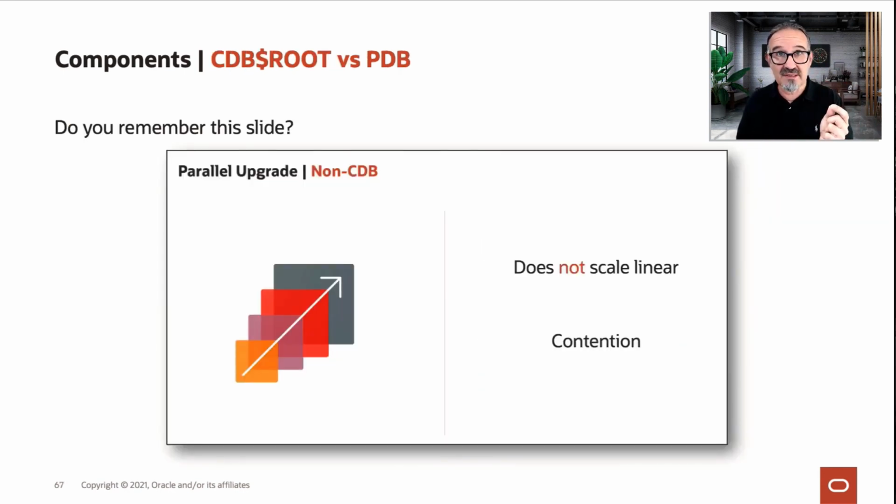But remember that slide from before, upgrade with many PDBs doesn't scale linearly. So more workers generally don't mean faster upgrades. And the same applies here, especially with the components. So ripping them out from 150 PDBs doesn't necessarily mean that my upgrade is now 50% faster. There's still some contention happening in the dictionary. So you need to test and evaluate.